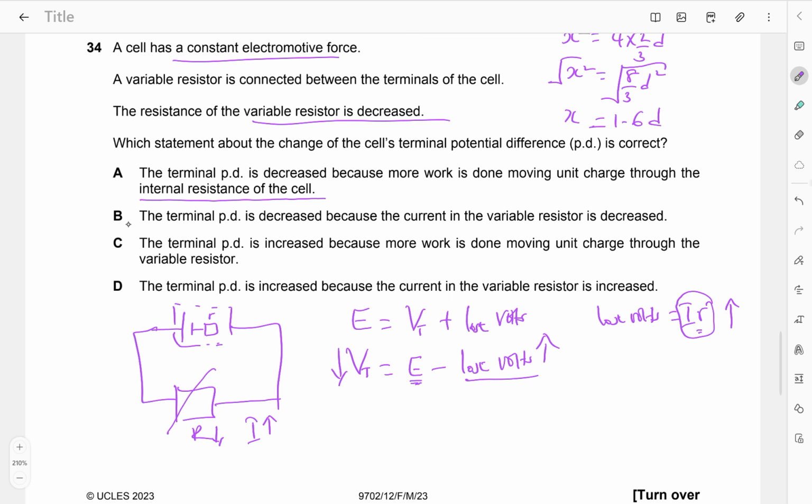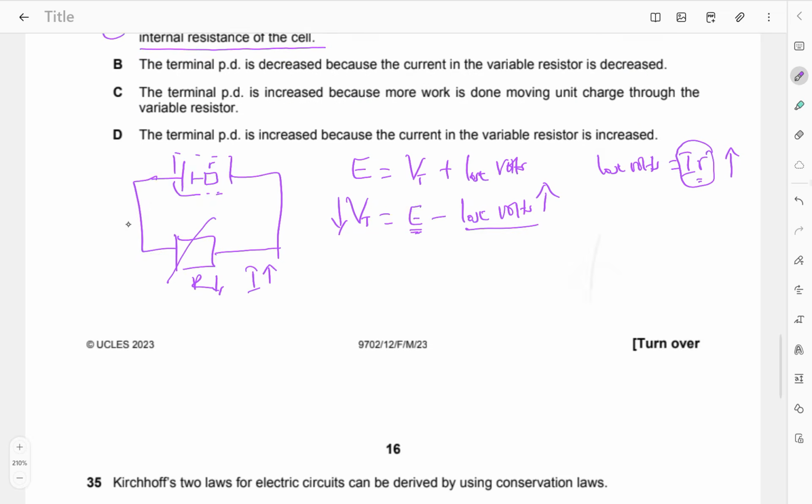So the answer is saying the terminal PD is decreased because more work is done moving unit charge through the internal resistance of the cell. And I'm saying the answer is A because when the current increases, it means the lost volts increases. That means more work is done in moving a charge through the internal resistance of the cell. Therefore, the answer is A.